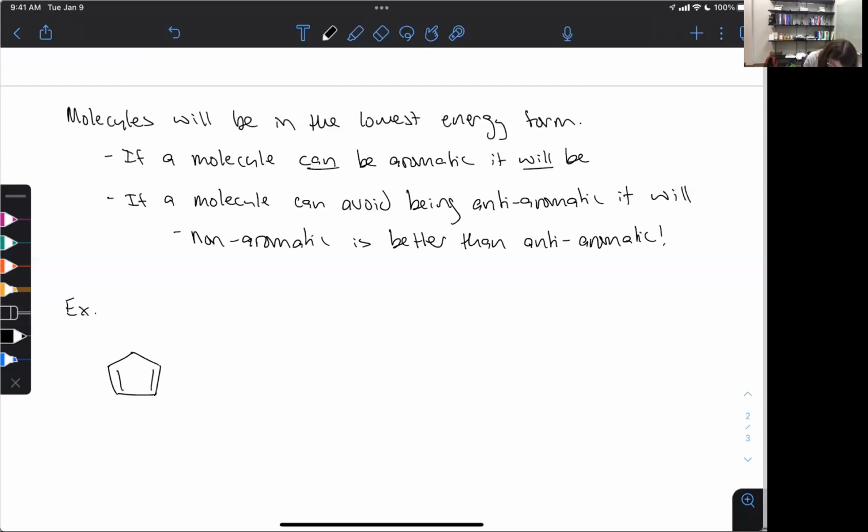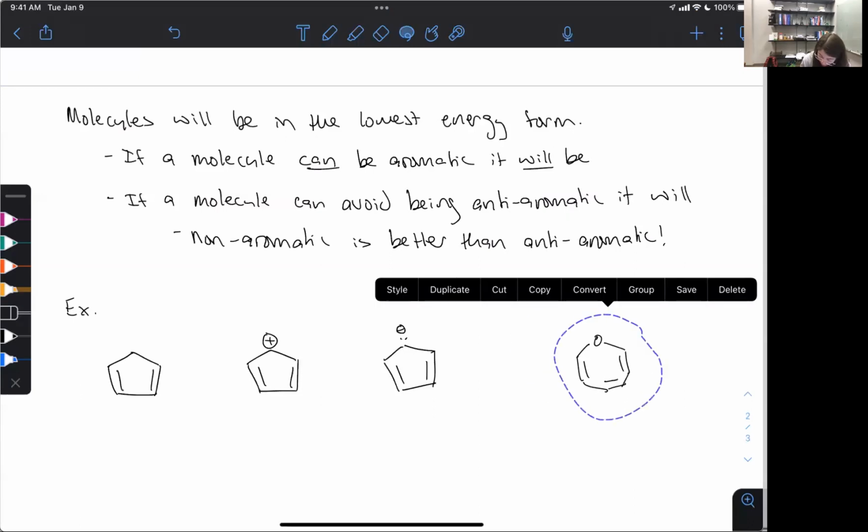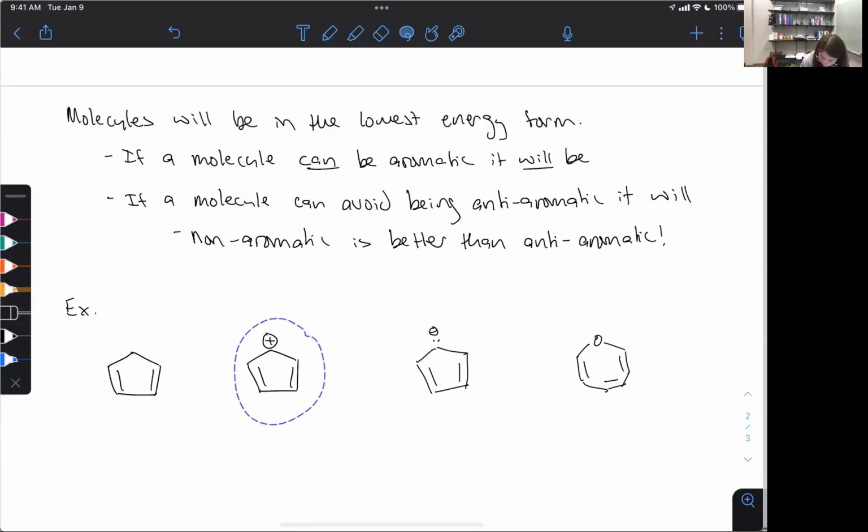Okay, so we're going to look at this one. Going to be a series of 5-membered rings and then one odd man out, just because I want to show you guys this example. Okay, so we're going to look at these 4. And we're going to determine whether they are aromatic, anti-aromatic, or non-aromatic. Okay. All right, so let's look at the one on the left first.